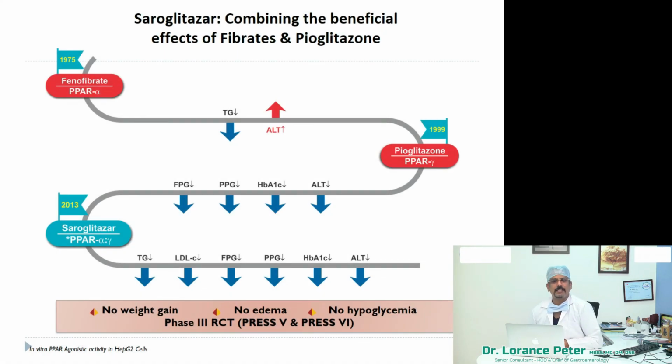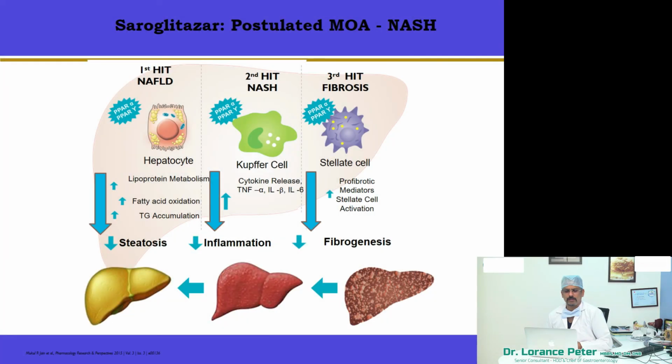One of the promising drugs which has come recently is a PPAR alpha-gamma agonist called saroglitazar. It reduces cholesterol and triglycerides, reduces liver inflammation, and reduces blood glucose levels, giving better HbA1c levels. It also reduces lipoprotein metabolism, fatty acid oxidation, and triglyceride accumulation in the liver.